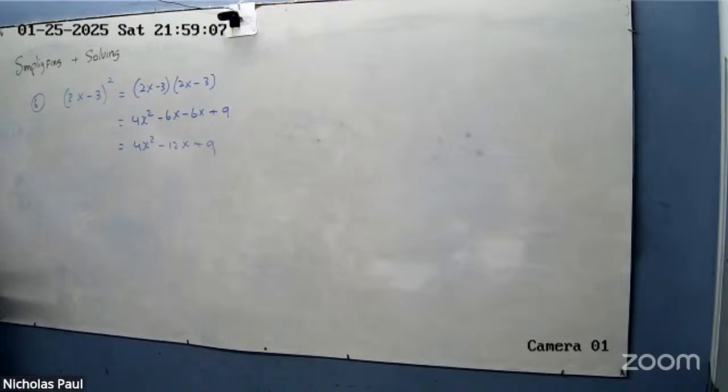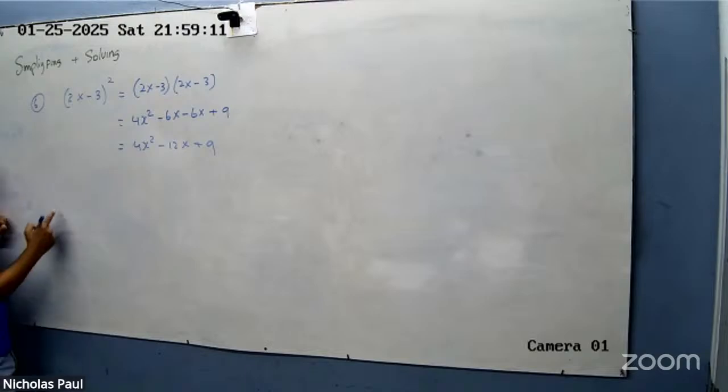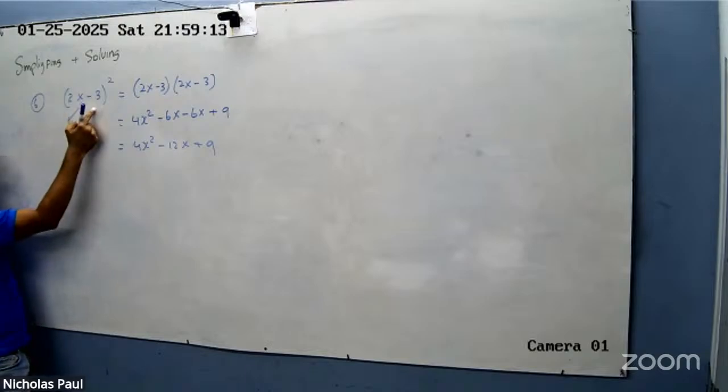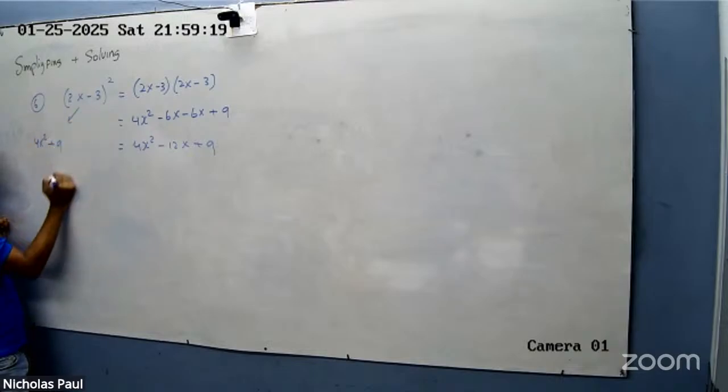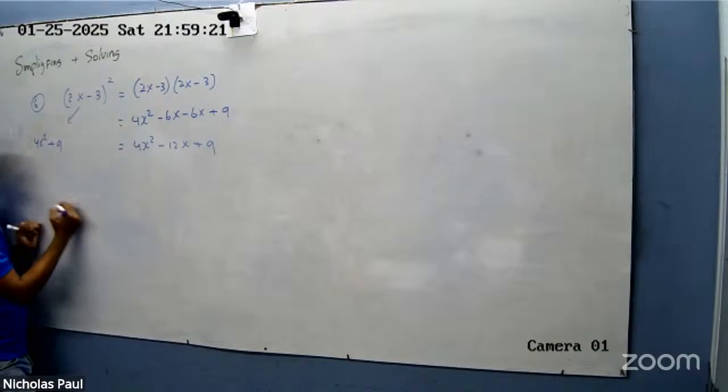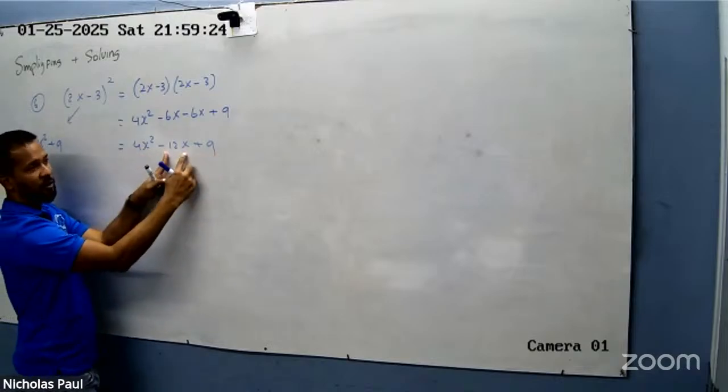Right? I want to show you a little shortcut that could always work as well, right? Watch this here. A shortcut to expand this is like this, right? Square the 2x, you'll get 4x squared. Square the minus 3, you'll get 9. Right? That'll give you here. All we have to do is figure out here.